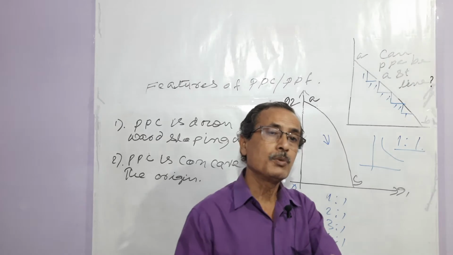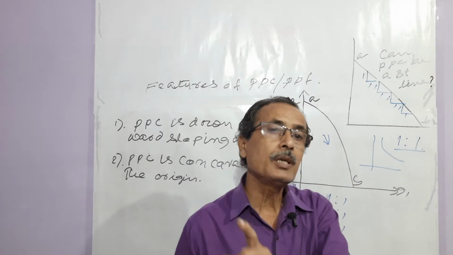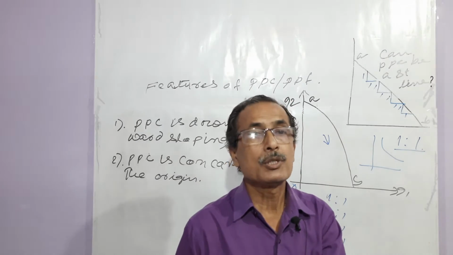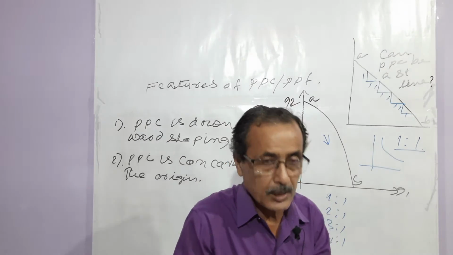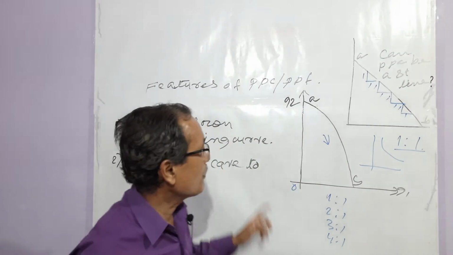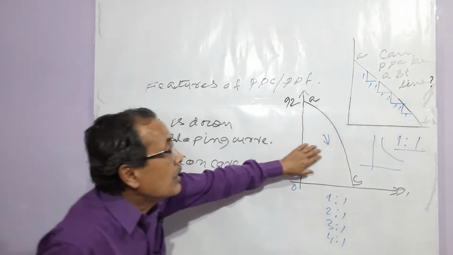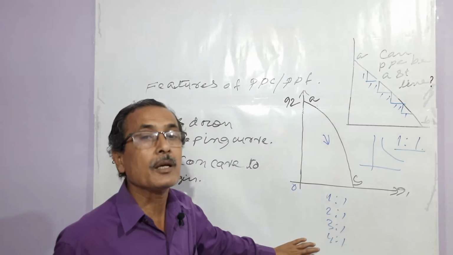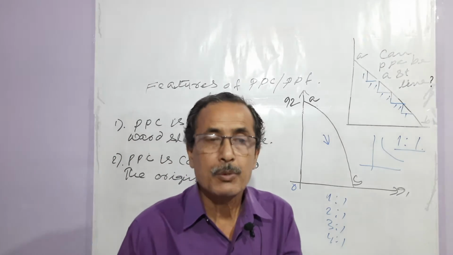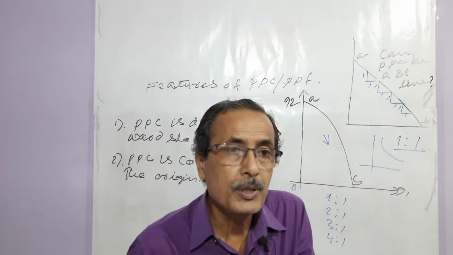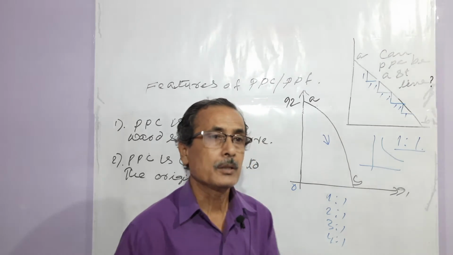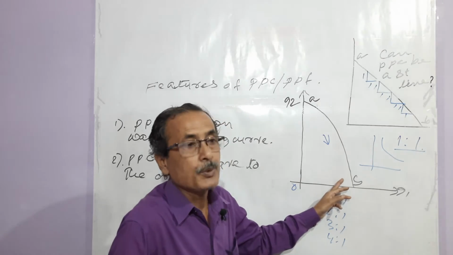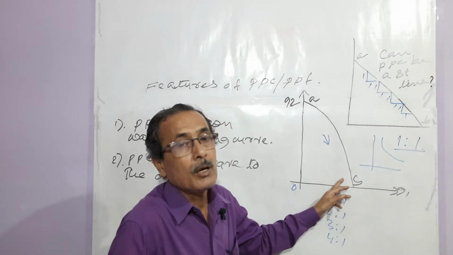So our answer is B, that PPC cannot be a straight line, because if we draw a straight line PPC, it does not fulfill the condition of increasing MRT. It is not fulfilling this condition. That's why the production possibility curve cannot be a straight line. It will be concave to the origin. PPC must be concave to the origin.